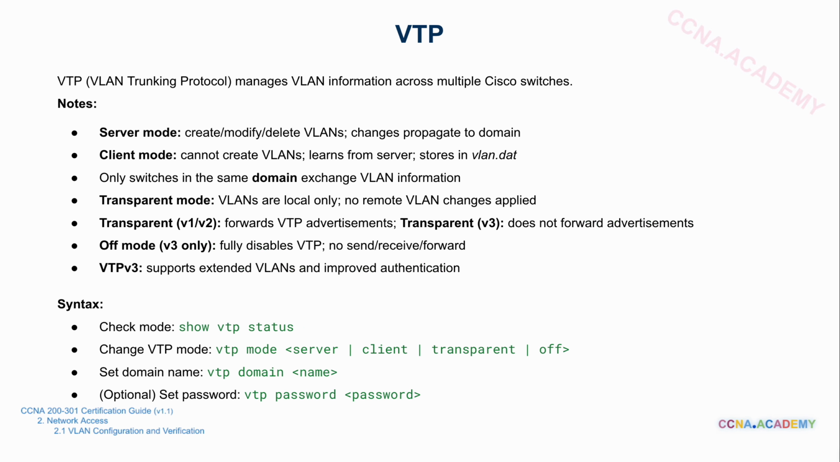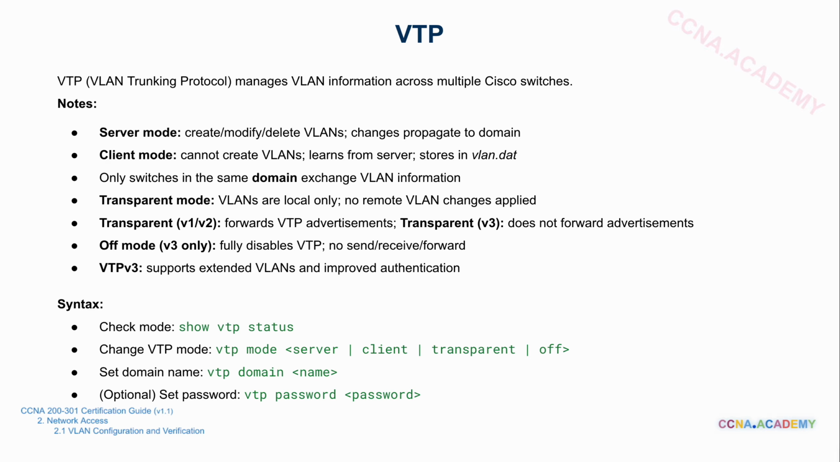VTP defines how VLAN information is managed and shared. In server mode, switches can create, modify, and delete VLANs, and those changes are propagated to other switches. Client mode switches can't make VLAN changes themselves. Instead, they learn VLAN information from servers and store it locally in the VLAN database. In transparent mode, VLANs are kept local to the switch.